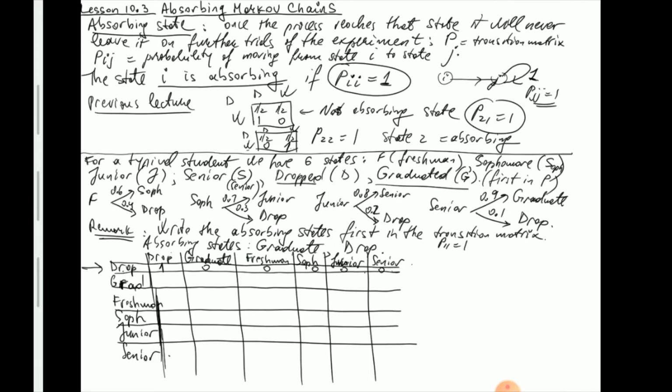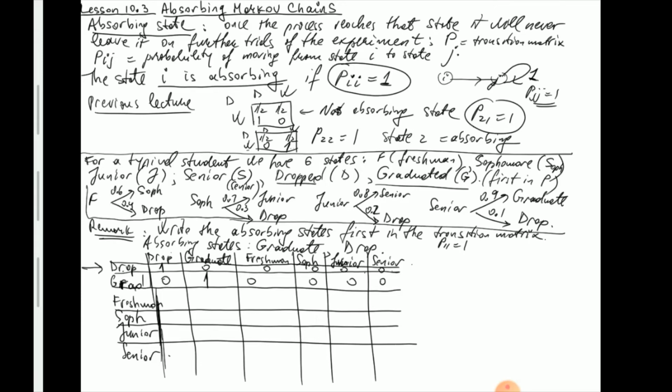Furthermore, from graduate to graduate, probability 1, that's absorbing. All other transitions should be 0. And now pay attention to put all the other transitions in the correct position. So now we're going to look at the probabilities given in the beginning, right?